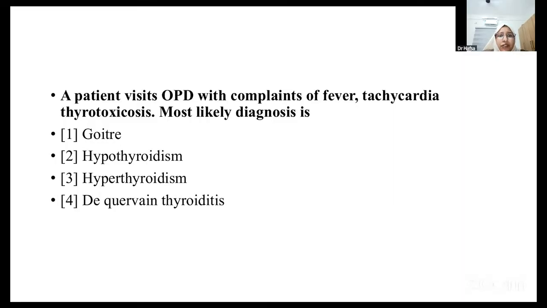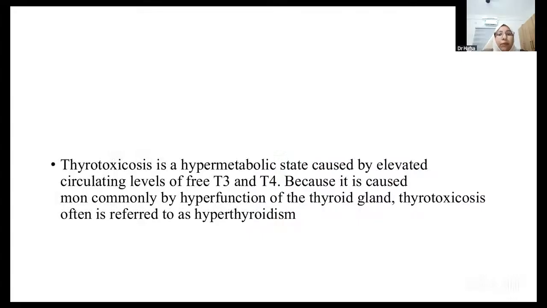A patient visits the OPD with complaints of fever, tachycardia and thyrotoxicosis. What is the most likely diagnosis? Here you should understand which condition thyrotoxicosis falls under. Then only will you be very sure. If you go for a wild guess, it's difficult, because every option is given as a nearly similar thyroid condition. If you are not sure which condition thyrotoxicosis falls into, you get confused. So the answer is: thyrotoxicosis is a hypermetabolic state caused by elevated circulating levels of free T3 and T4, commonly caused by hyperfunction of the thyroid gland. Thyrotoxicosis is often referred to as hyperthyroidism.